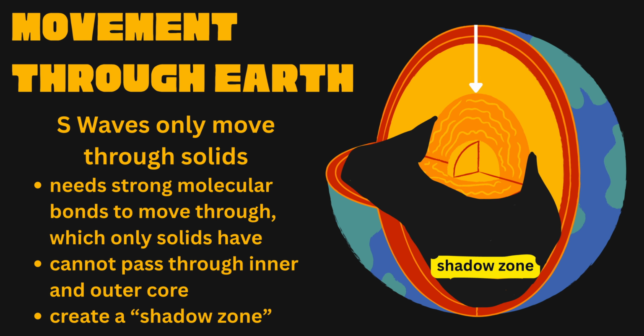For S waves, they can only move through solids. This is because they need strong molecular bonds to move through, which only solids have. This means that they cannot pass through the inner and outer core, so they stop when they get there. They create a shadow zone, which means that, as you can see, it will not go through this inner circle, so it will only go out in all directions, which means this whole part of the Earth will not get the S waves. They will only receive P waves.